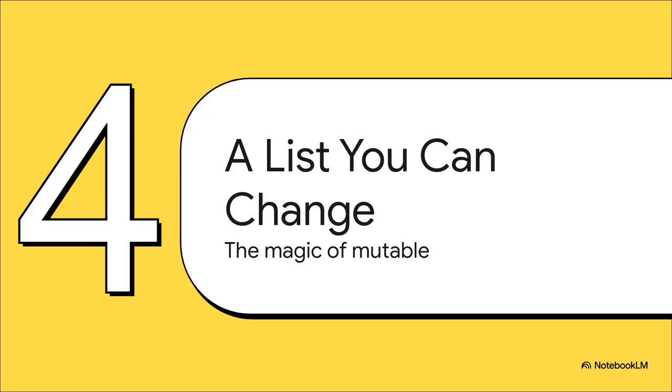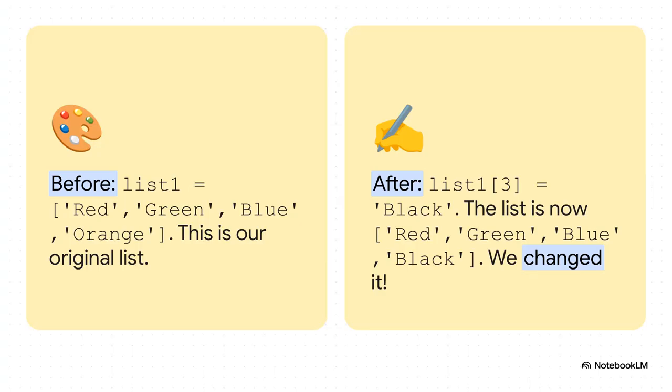Okay, let's circle back to that magic word from the beginning, mutable. Remember? The ability to be changed. This is honestly what makes lists so incredibly powerful and useful. Here's what we mean. Look at this list of colors. Let's say we're not feeling orange anymore. We can just target its position, which is index 3, and assign a new value, like black. And bam, the original list itself has been changed. We didn't have to make a whole new list, we just modified the one we had. That's mutability in action, and it's a total game changer.